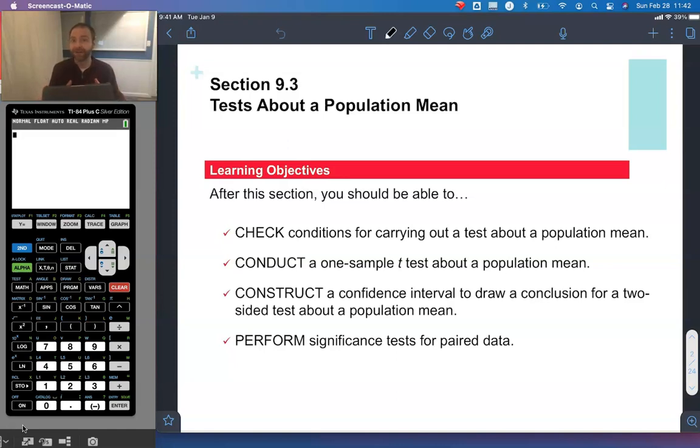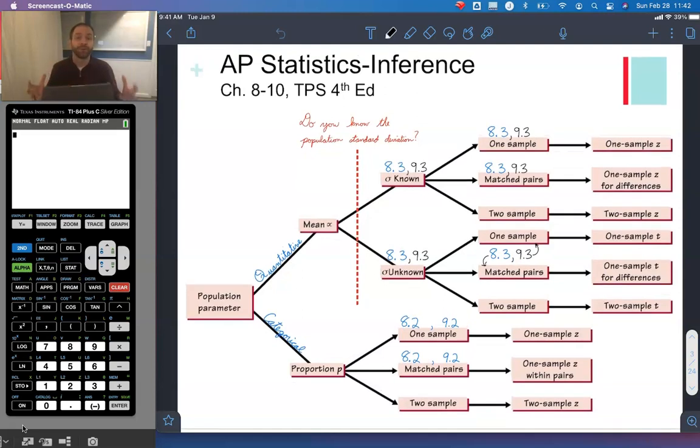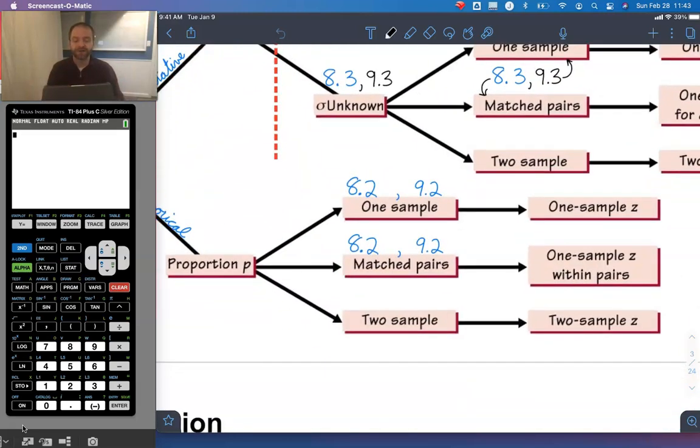And if you haven't figured it out yet, hopefully you will by the end of this video, that when you're performing inference about a mean, there are a lot of concepts. That's where the bulk of our conceptual understanding has to come from. And whether it's a confidence interval or a significance test, realize there's a lot to it. And it really comes from our inference flowchart. I mean, if we look at proportions, that's just a small little section of it.